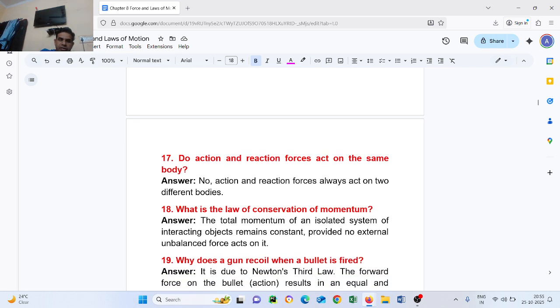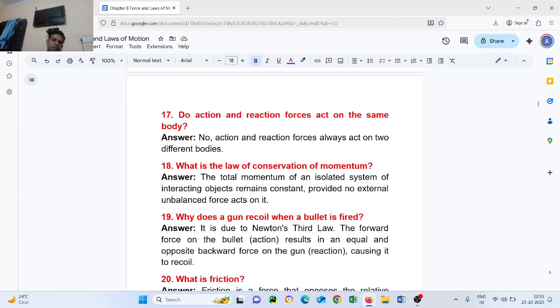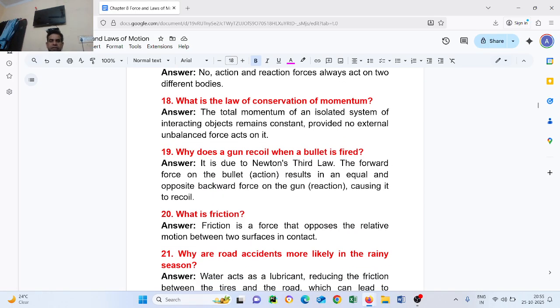Question number 18. What is the law of conservation of momentum? The total momentum of an isolated system of interacting objects remains constant provided no external unbalanced force acts on it. Question number 19. Why does a gun recoil when a bullet is fired? It is due to Newton's third law. The forward force on the bullet (action) results in an equal and opposite backward force on the gun (reaction), causing it to recoil.